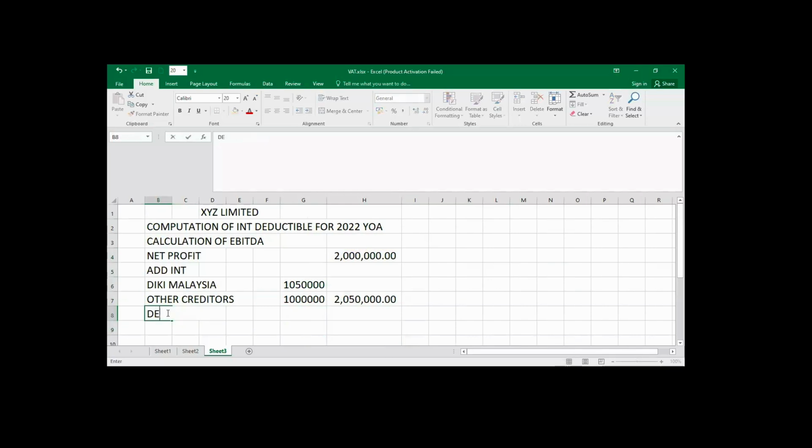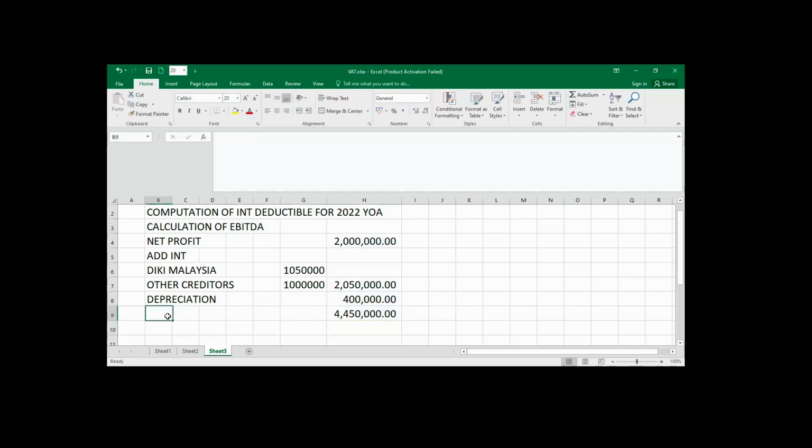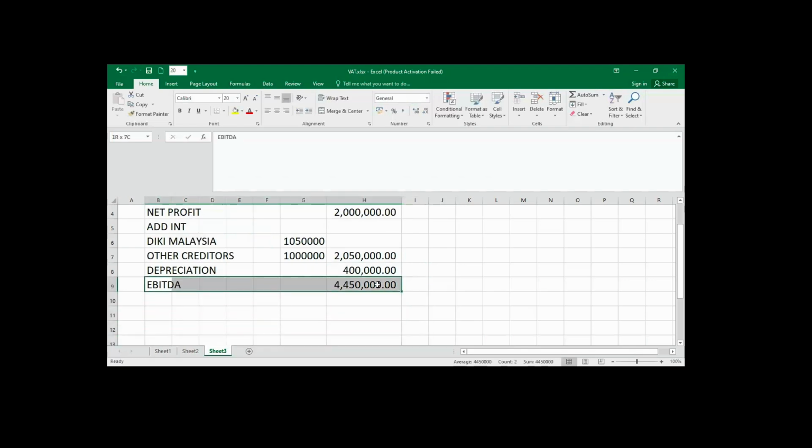We also add depreciation. Our depreciation given to us by the examiner happened to be 400,000. We're also going to add the 400,000. So when you add up the total addition of all this, it will give us the EBITDA, which is our earnings before interest and tax, that we are now going to calculate 30% of.